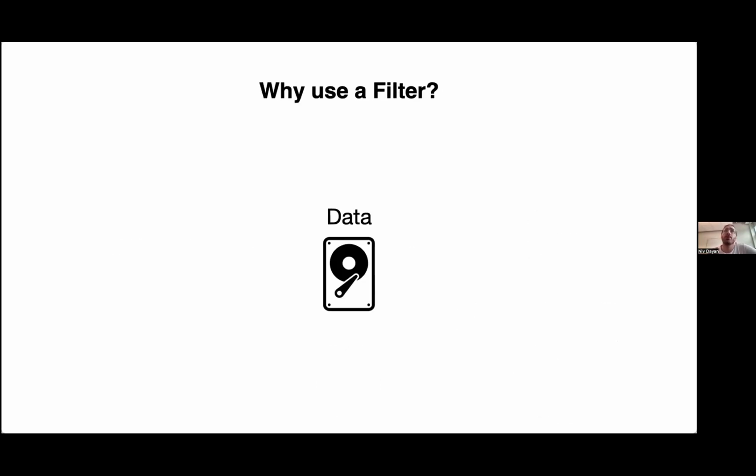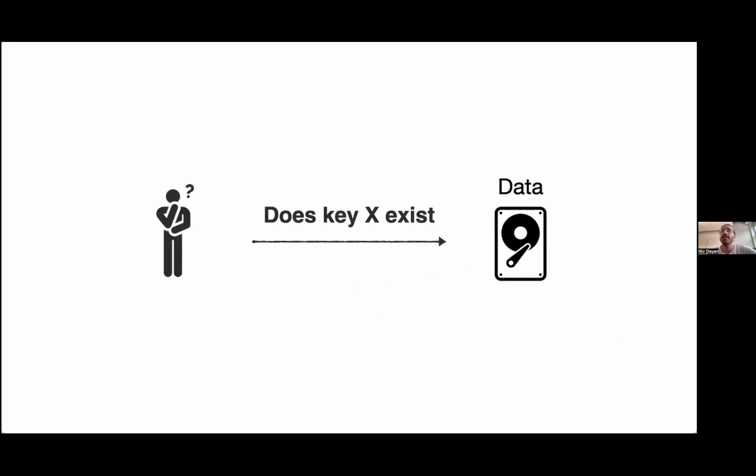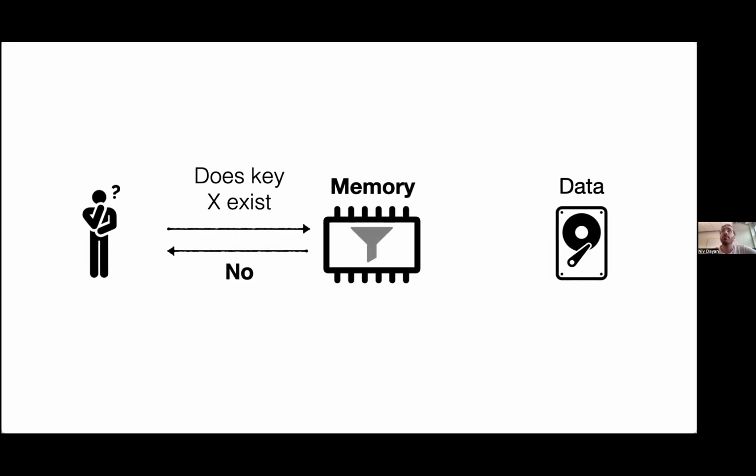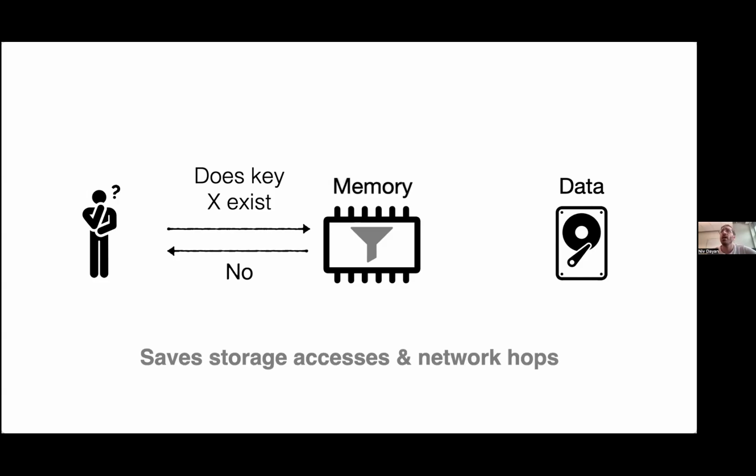So why use a filter? Filters are typically used when we have data stored across a memory hierarchy. Imagine we have a lot of data keys on disk, and we want to check for the existence of a given key. To speed this process up, we can store a filter that represents that data set in memory and check the filter before we check the data in storage. Now, the filter can say yes or no. If it tells us no, that's perfect because we get to skip an expensive storage access and save performance.